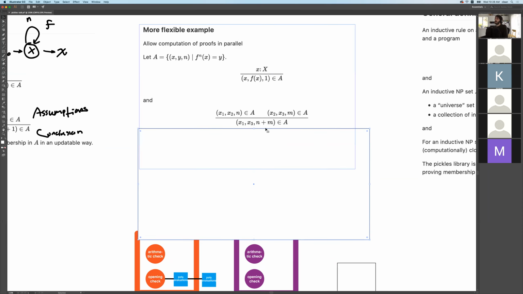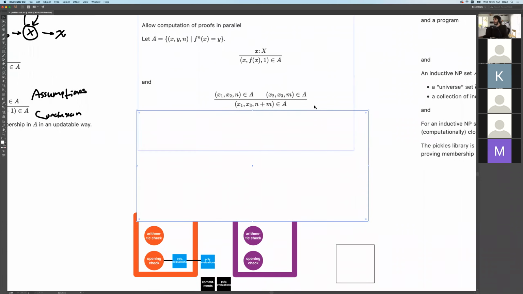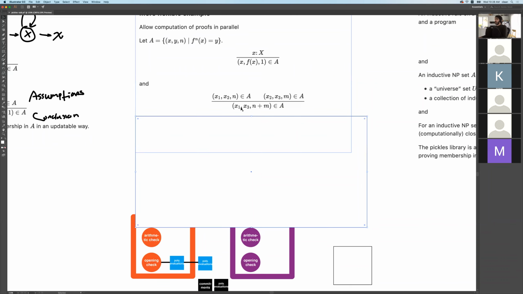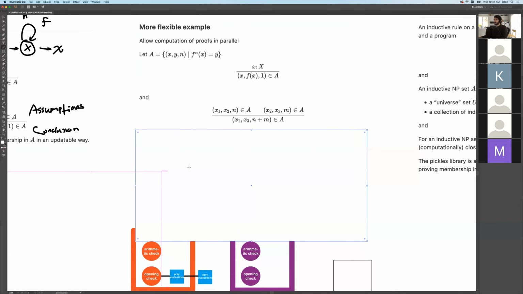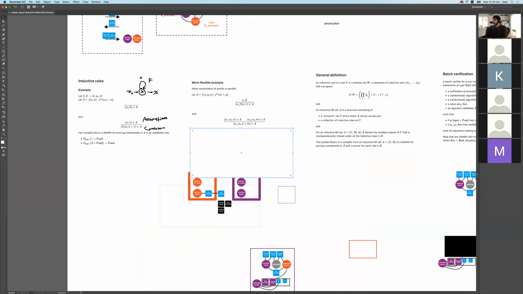If you think about it, A is characterized by these rules. Any element of A, you can prove its membership in A via an iterated application of these rules. Let's do an example together really quickly. I'm going to bail on this example if it ends up being too hard, but let's try.